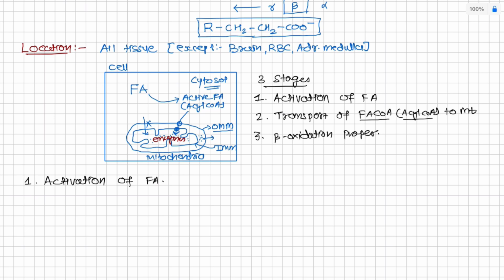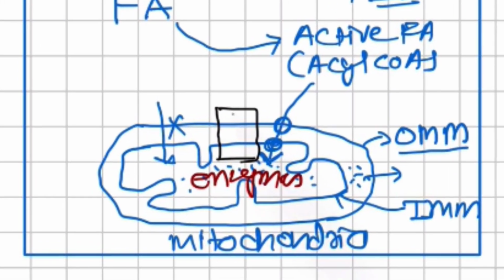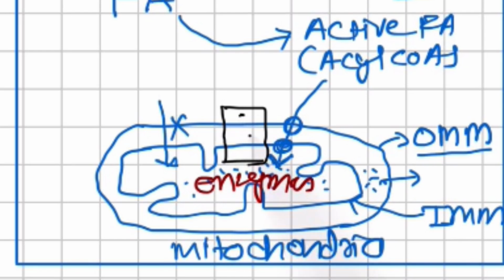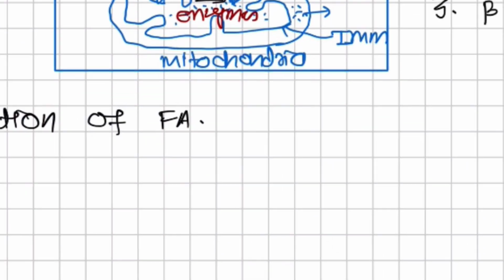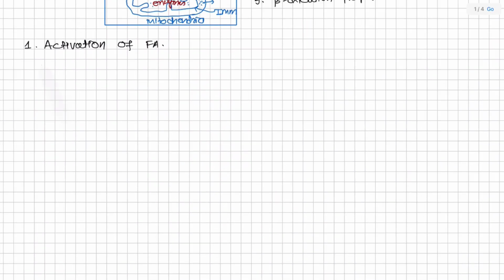Now to describe this stage, I have to zoom in on this part. So here, this is the cytosolic portion, this is the outer mitochondrial membrane, this is the intermembrane space, this is the inner mitochondrial membrane, and here is the mitochondrial matrix. So for that, suppose this is the cytosol. Right. Now, after the cytosol, I have to show the outer mitochondrial membrane.